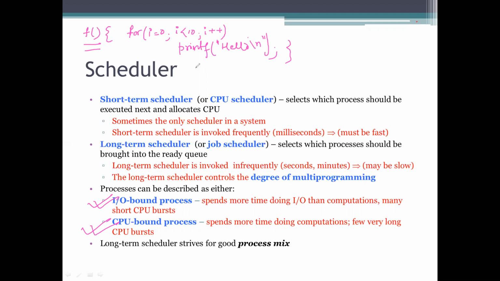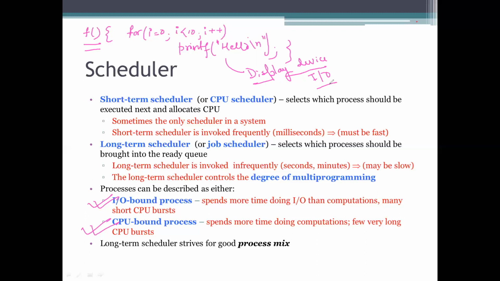So what will the process do? For each iteration, it will print hello. And where will it print the hello? It will print the hello to our display device. As it is printing to the display device, which operation does it need to perform? It needs to perform the IO operation, the output operation.